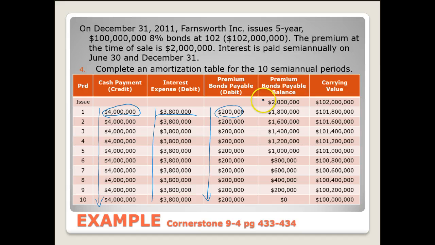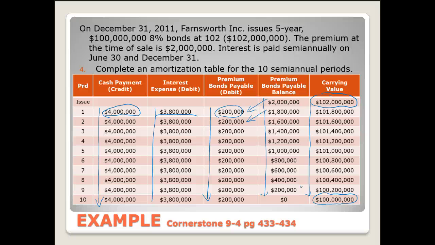The premium balance, we know we want to get to zero. So we keep reducing it by however much premium amortization occurred in any interest payment period. And we also know that no matter how much Farnsworth received when it issued the bonds, it's only going to owe the face value or the par value by the time we get to the maturity of the bond, the due date of the bond, which means the carrying value must decrease every single interest payment period until we have hit the par value or the face value of $100 million.